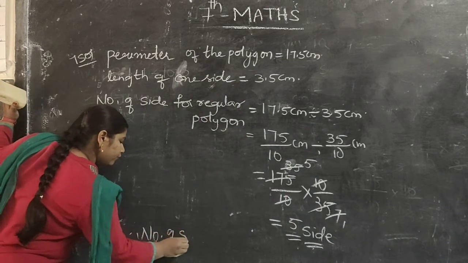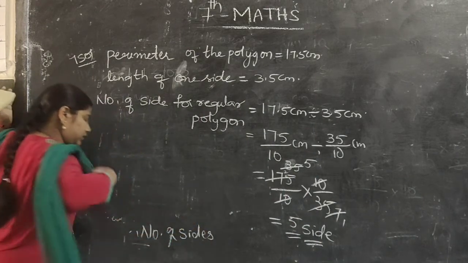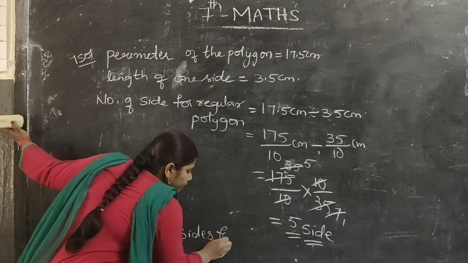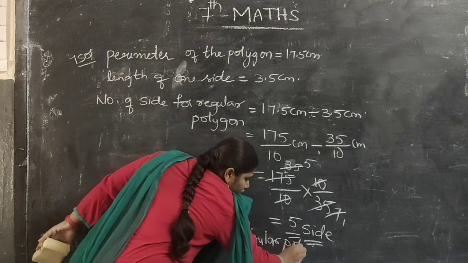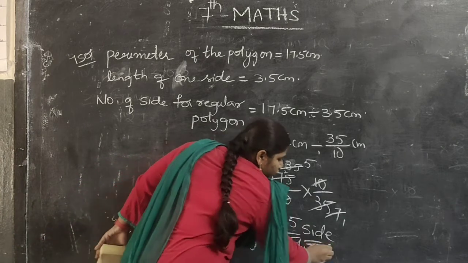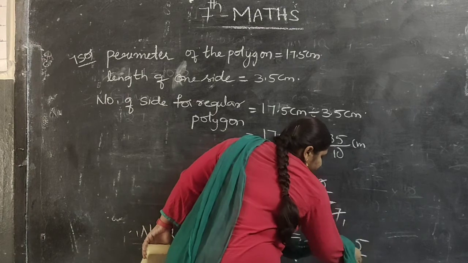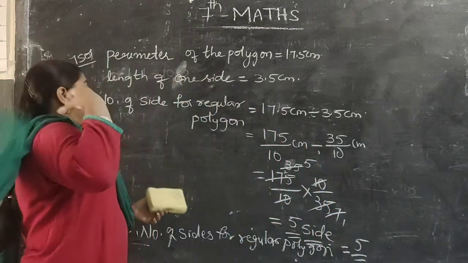Therefore, the number of sides for the regular polygon is equal to 5. So this is our 7th solution.